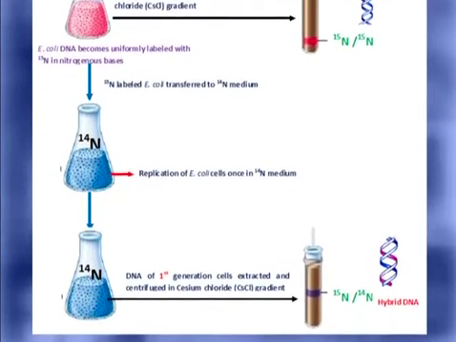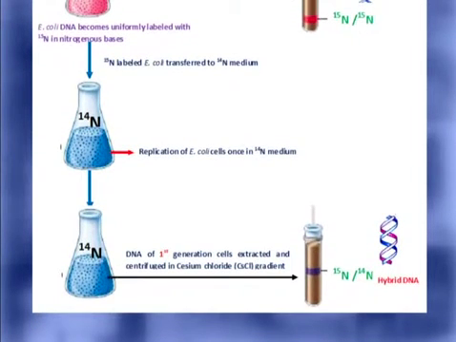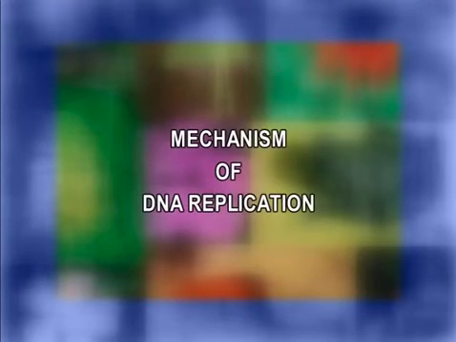The DNA isolated from these first generation cells formed a band in a cesium chloride gradient at a position indicating that the double helical DNAs of the daughter cells were hybrids, that is, containing 1 new N14 strand and 1 old or parental N15 strand. Mechanism of DNA replication.